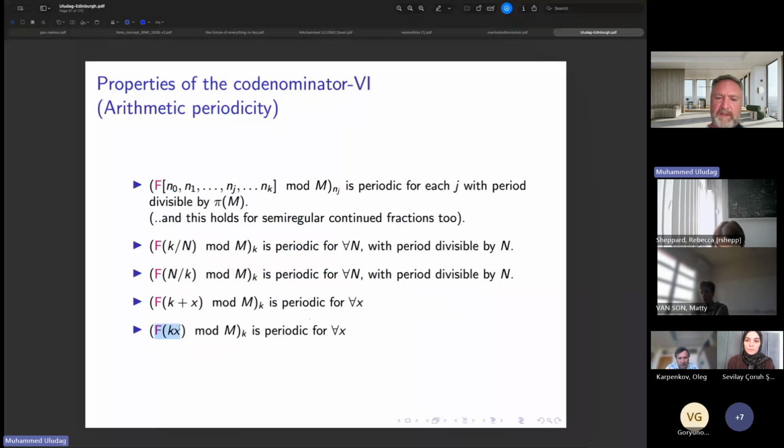For example, f of k times x modulo m is periodic in k, for all x, as k moves 1, 2, 3, etc.